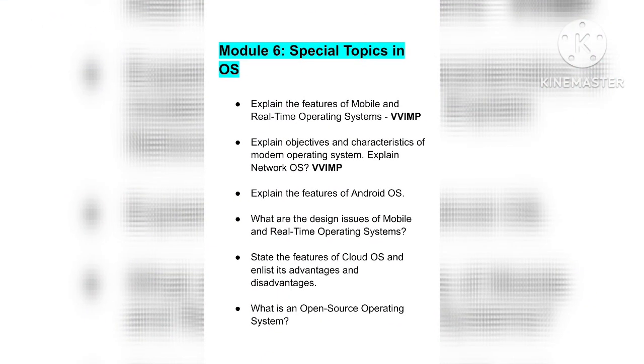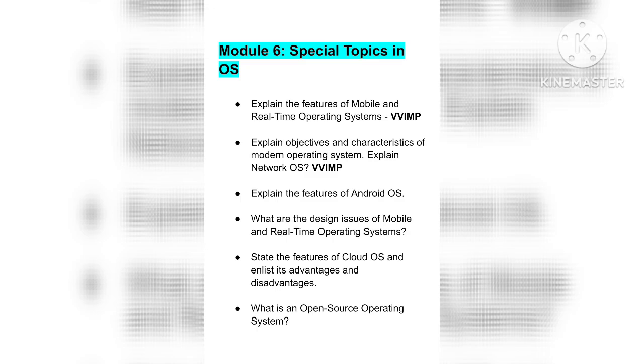Module 6. Special topics in OS. We now explore the features of mobile and real-time operating systems. Mobile OS focuses on touch, connectivity, and battery efficiency, while real-time OS ensures timely task execution. We also look at the objectives and characteristics of modern OS, including network operating systems, which allow computers to communicate over networks. Let's explore the Android OS, its architecture, and how it handles apps and permissions.